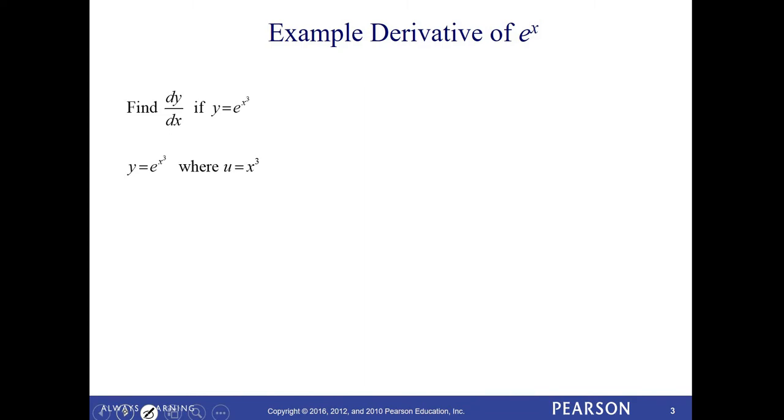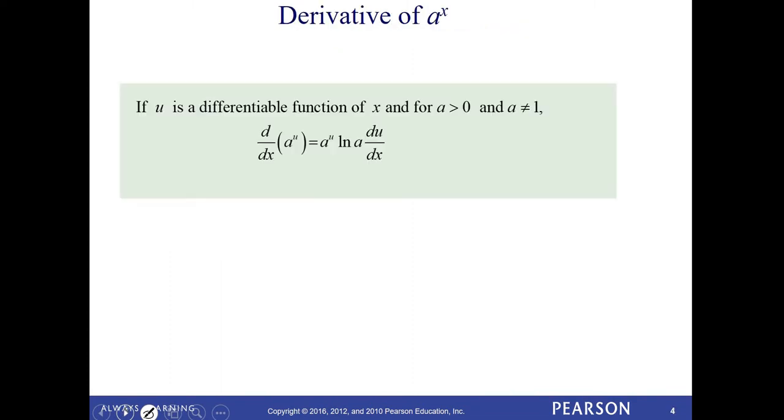So our chain rule or inside function is x cubed. So it's e to the u du dx, which is e to the x cubed times 3x squared. Pretty cut and dry. Now, if u is a differentiable function of x and we have a different base than e, so a to the u, it's a to the u ln a and then our chain rule du dx.